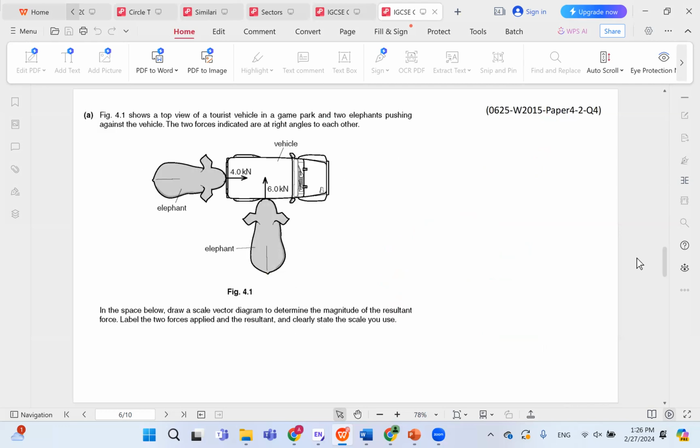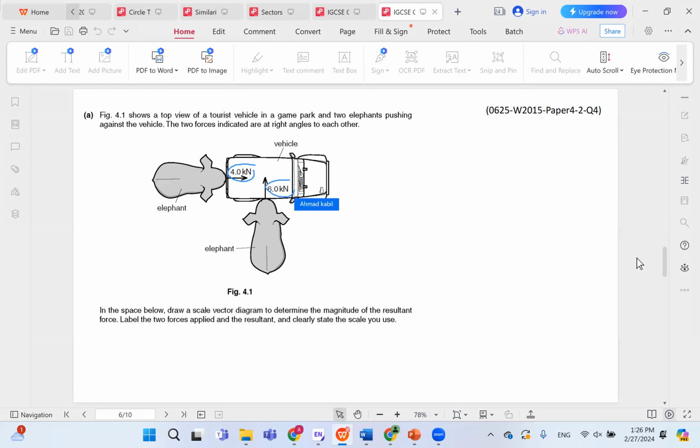Let's move on. Figure 4.1 shows a top view of a tourist vehicle in a game park and two elephants pushing against the vehicle. The two forces indicated are at right angles to each other. In the space below, draw a scale vector diagram to determine the magnitude of the resultant force. Label the two forces applied and the resultant and clearly state the scale you use. Now, the values given here are 4 kilonewtons and 6 kilonewtons. 4 and 6 are suitable values to use when you're measuring with a ruler.